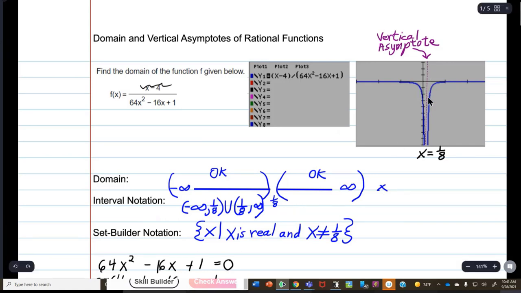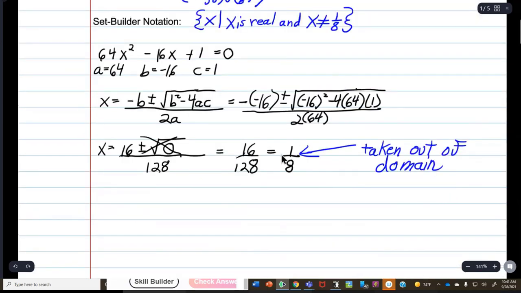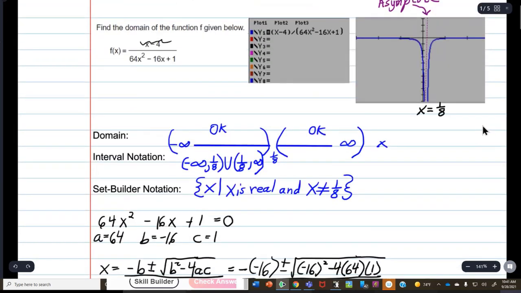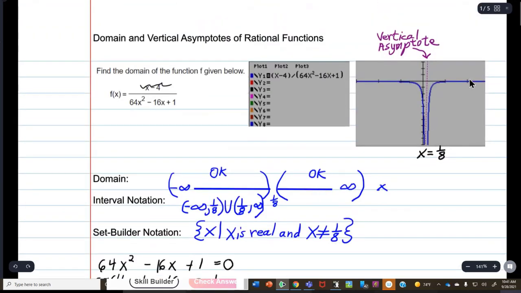And here's your vertical asymptote going through the number that's not allowed to be in the graph. That's why there's a break in the graph, because that number cannot be used.